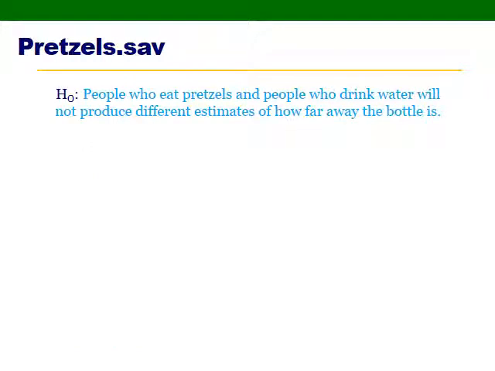Our null hypothesis here, using the data file pretzels.sav, would be that there's no difference between these two groups. People who were thirsty, in other words, people who ate pretzels, and people who drank water, and therefore weren't thirsty, would not be different from each other in terms of how far away they thought the bottle of water was.